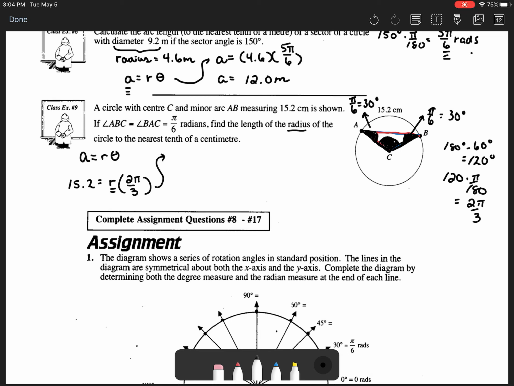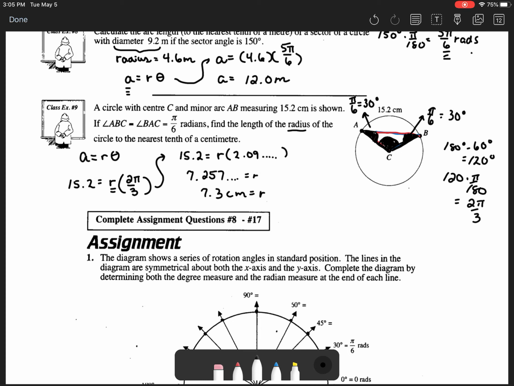So in my question, I can figure out what 2 pi over 3 is. So 2 pi divided by 3. It would look something like this: 15.2 is r times, as a decimal, 2.09, etc. I don't round that value. I'm just going to divide 15.2 by that answer and then round my answer. So I get 7.257 equals r, and they want the answer to the nearest tenth. So 7.3 centimeters is the length of that radius. And there's your final answer.